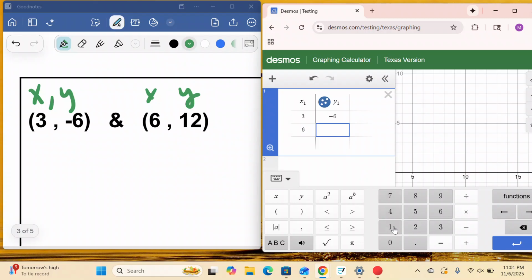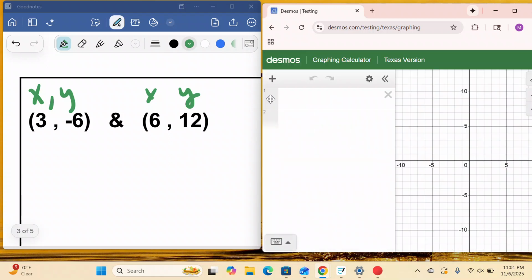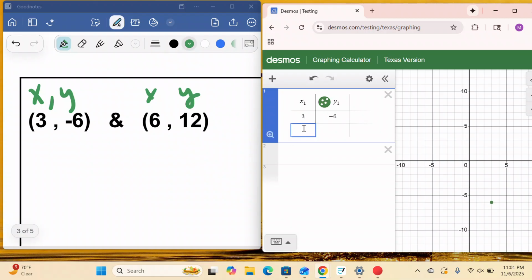Not only can I have one negative, I can have two negatives, three negatives, or all four negatives. All you have to do is input two points of a linear equation, and you can get your slope-intercept form right away. So just by looking at the leaf, I'm going to click on the leaf right here. I'm going to delete it, but I'm going to input the table right away. So it is 3, comma, negative 6. And then 6, comma, 12.